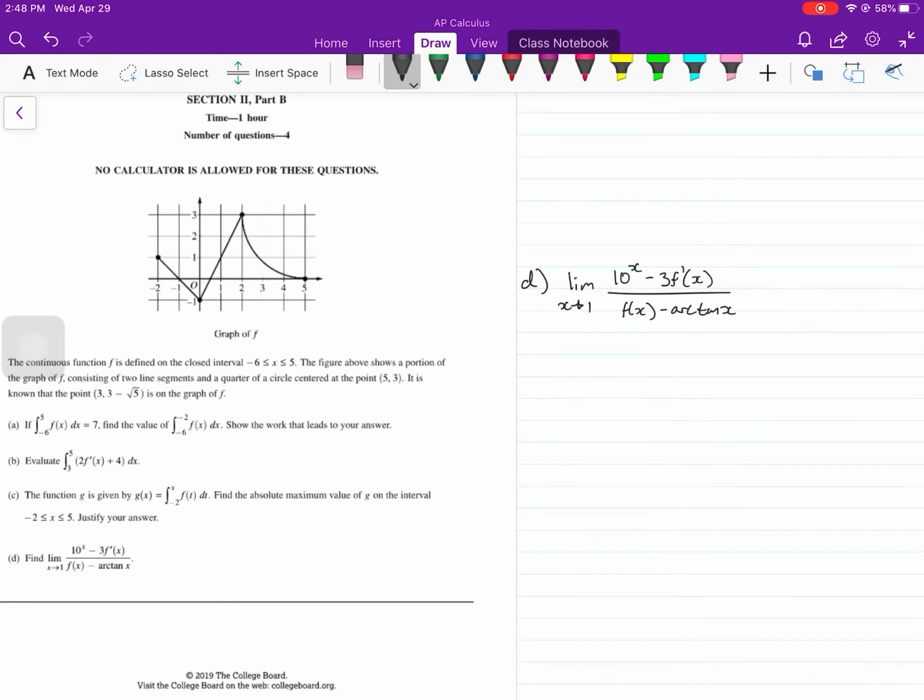So letter D is a crazy looking limit, but honestly it's not too bad. They're just really asking us to understand what a derivative is. We need to know what arctangent is, so we'll talk about that. Fortunately, your test will allow you to use a calculator, so an open note, so you can figure that out as well.